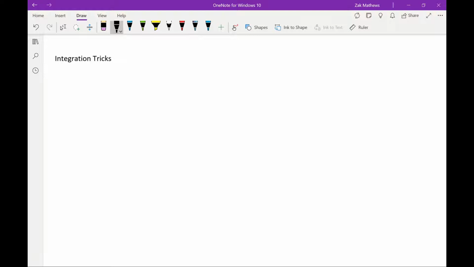In this video, I'm just going to do several integration problems. I've called the video integration tricks just because there are different things that we can do to get an integral into a format that we can find its antiderivative. Not every problem starts in a nice, easy antiderivative format.